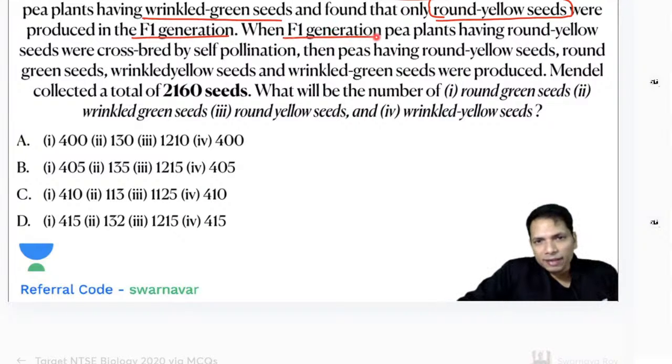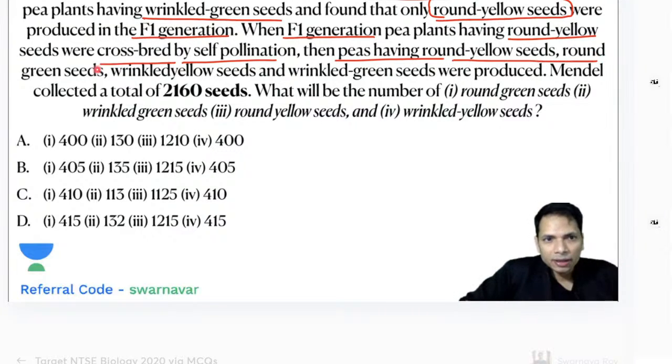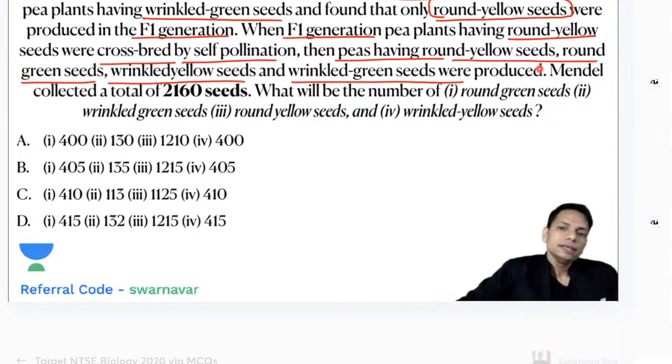After that, F1 generation pea plants were self-crossed, what is called self-pollination, and peas having round yellow seeds, round green seeds, wrinkled yellow seeds and wrinkled green seeds were produced. Here different kinds of seed types, called phenotypes, were produced.